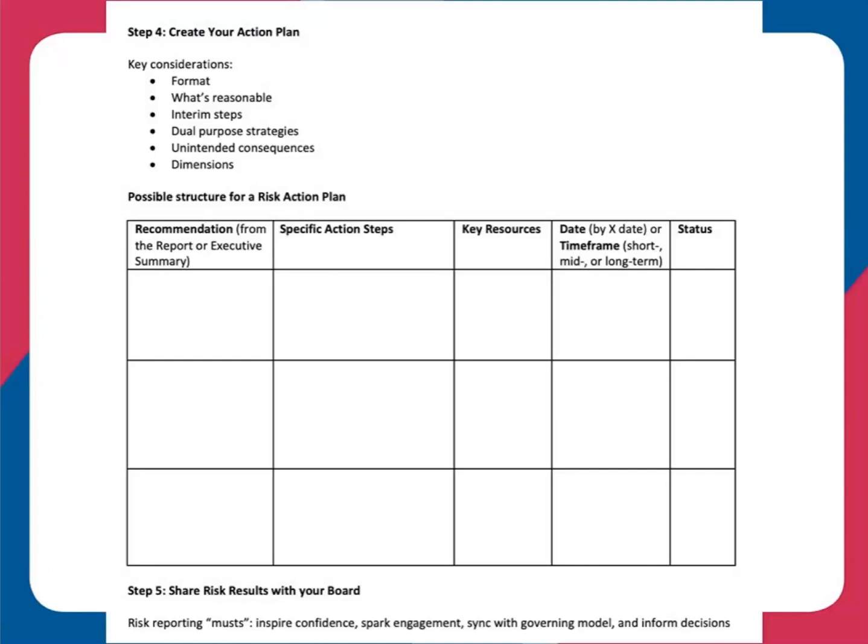Now, this chart also invites you to list resources. What do we need to do this? And also jot down what's a reasonable date that we can expect to have this accomplished. And then you can keep track of these action items with that status column.